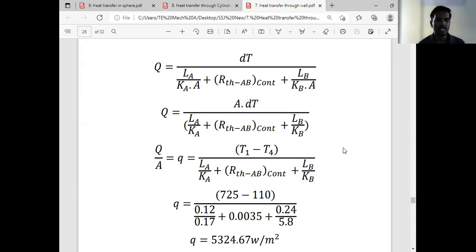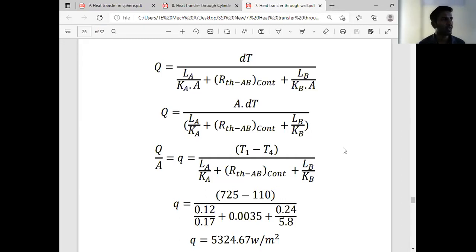So what is the value of Q? That is 5324.67 watt per meter square. Okay, so this is the heat loss per unit area. आणखी काय फाइंड आउट करायचं आपल्याला? T2 minus T3 फाइंड आउट करायचा आहे.